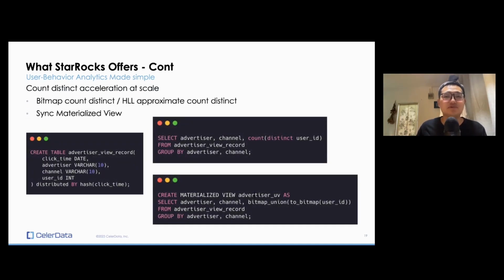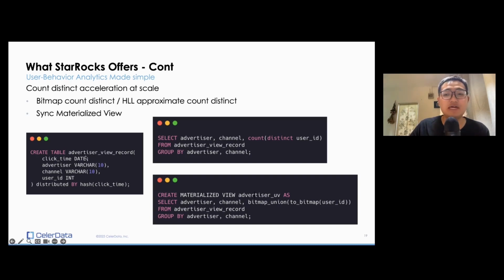And what else? For count distinct, when the data scales to a large size, count distinct becomes an incredibly difficult problem to solve, right? But StarRocks has bitmap and HLL, HyperLogLog, to perform exact count distinct and approximate count distinct, right? And you can utilize the synchronous materialized view to seamlessly accelerate your count distinct performance, right?